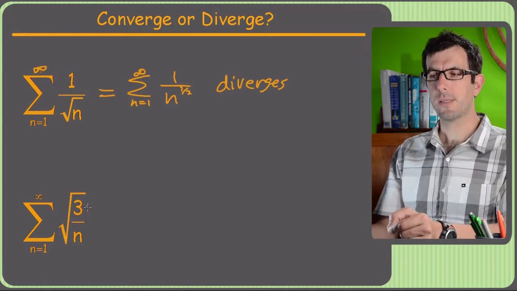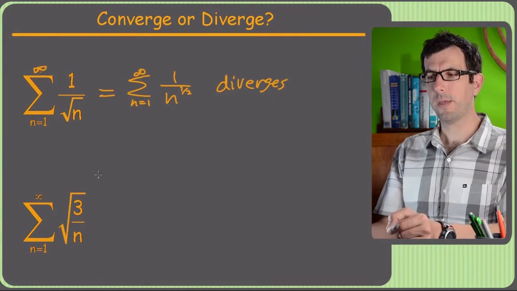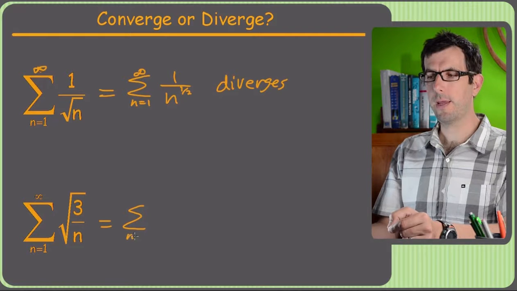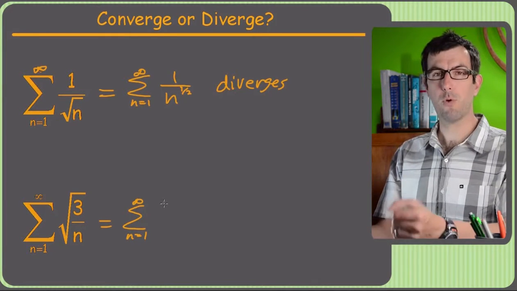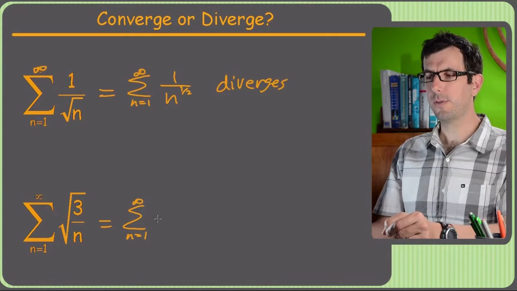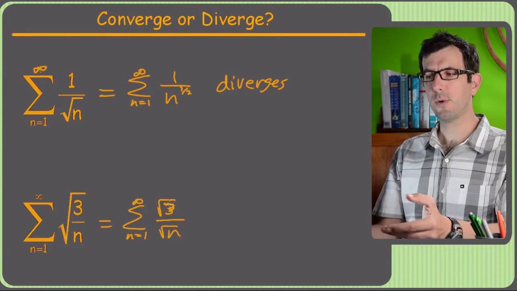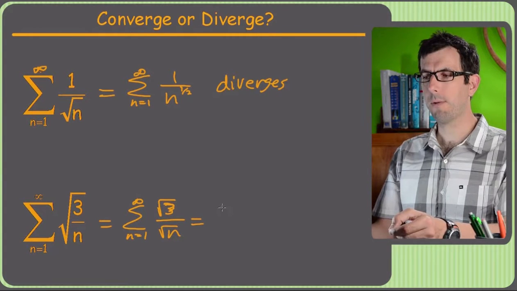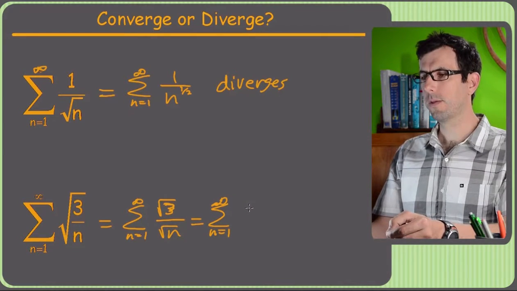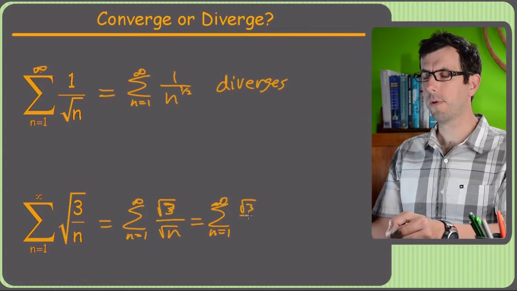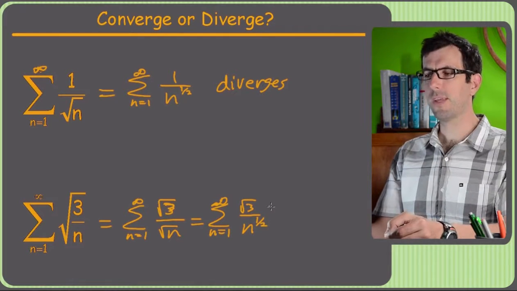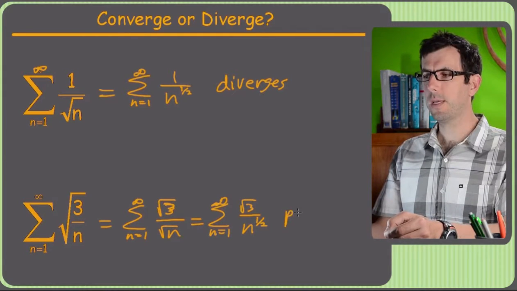What about this puppy? You can see this is very similar to the one above. So once again, I'm going to want to rewrite it to look more officially like a p-series. So the way to do that is to first split this up into the square root of 3 over the square root of n. Because when you have a square root of a fraction, you can make that two separate square roots above each other, no problem. And then once you've got that, you can do square root of 3 over n to the 1/2. Just convert that root to a power of 1/2. And sure enough, p equals 1/2. So this diverges.